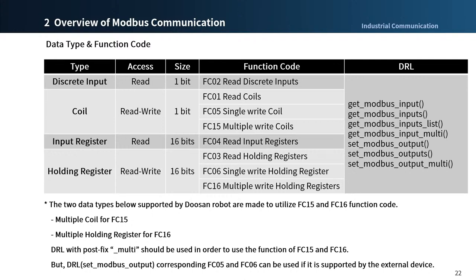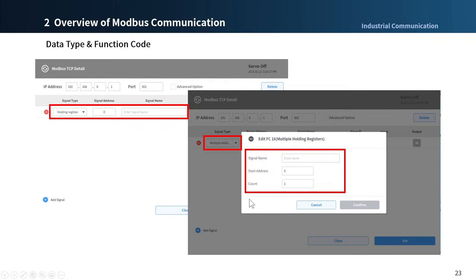But in order to support function code 15 and 16, data types called multiple coil and multiple holding register are provided. When you use multiple holding register, you need some start address information and count information, like this.